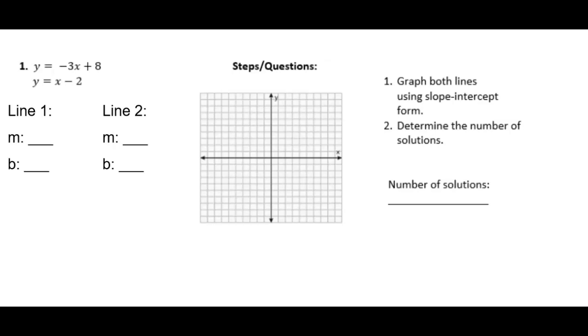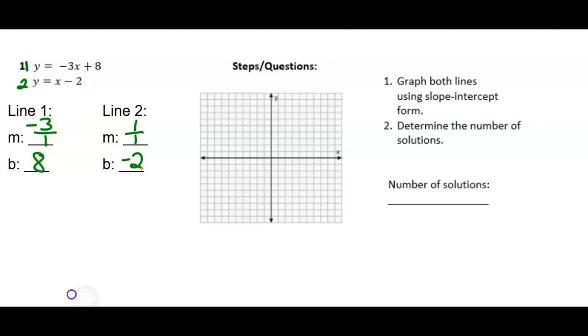I am going to identify my m and my b for line number 1. So we'll take this as line number 1 and this is line number 2. So what's my m and my b for line number 1? -3 over 1 and 8. Okay, if you don't know where I got that from, you need to be asking a question when you get to class. My line 2 is 1 over 1 and -2. Okay, I need to graph these.